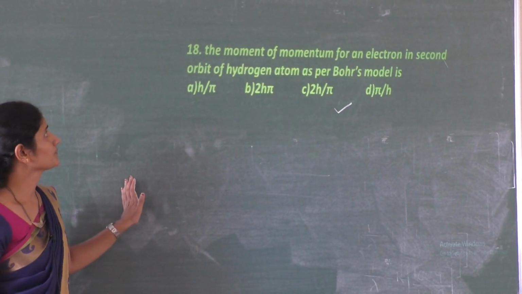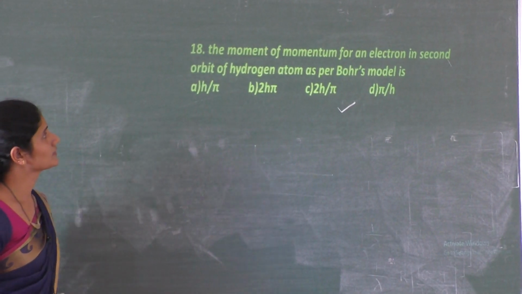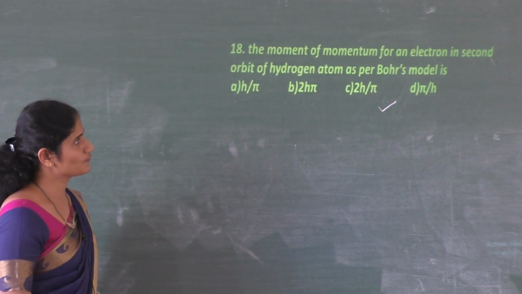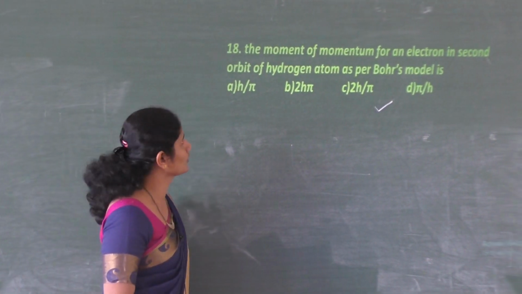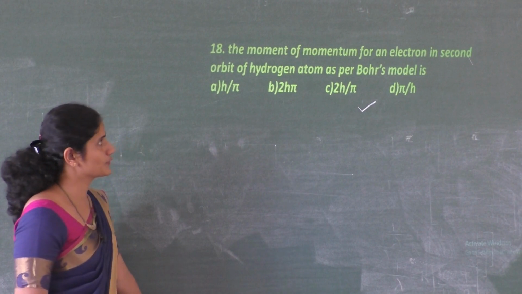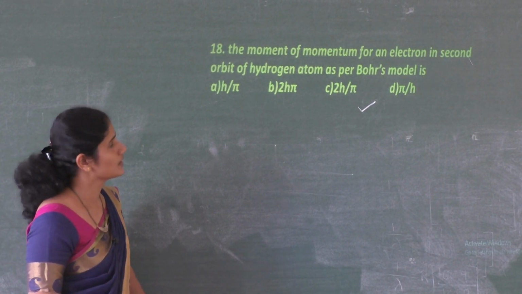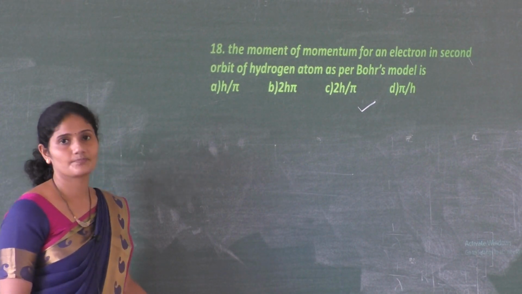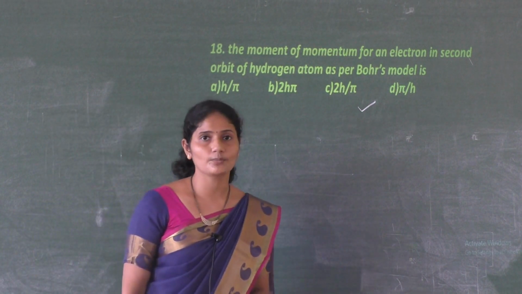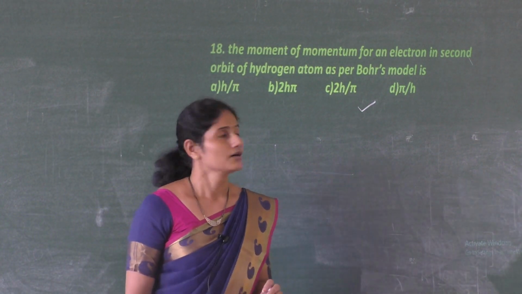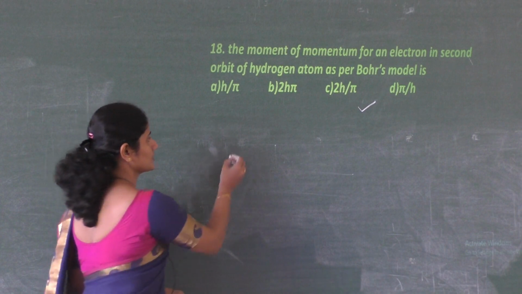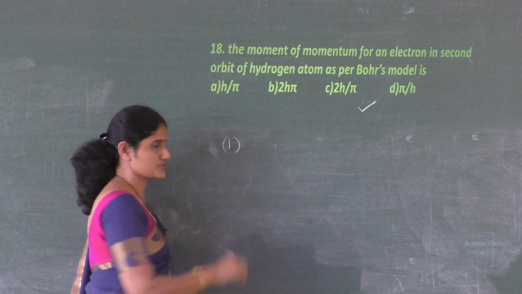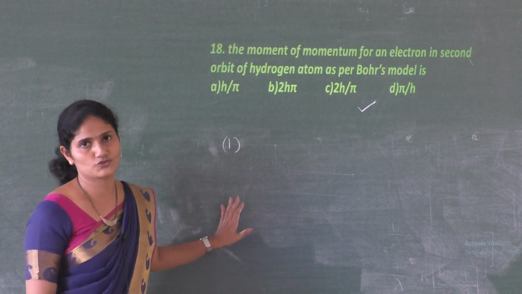Next question, question number 18. The moment of momentum for an electron in second orbit of hydrogen atom as per Bohr's model is. According to Bohr's atomic model, we know that Bohr proposed 3 postulates.